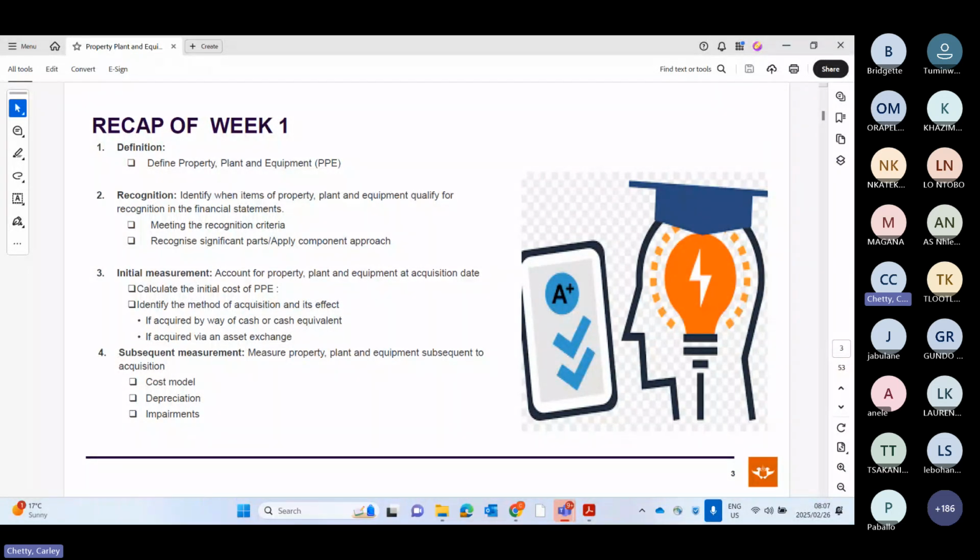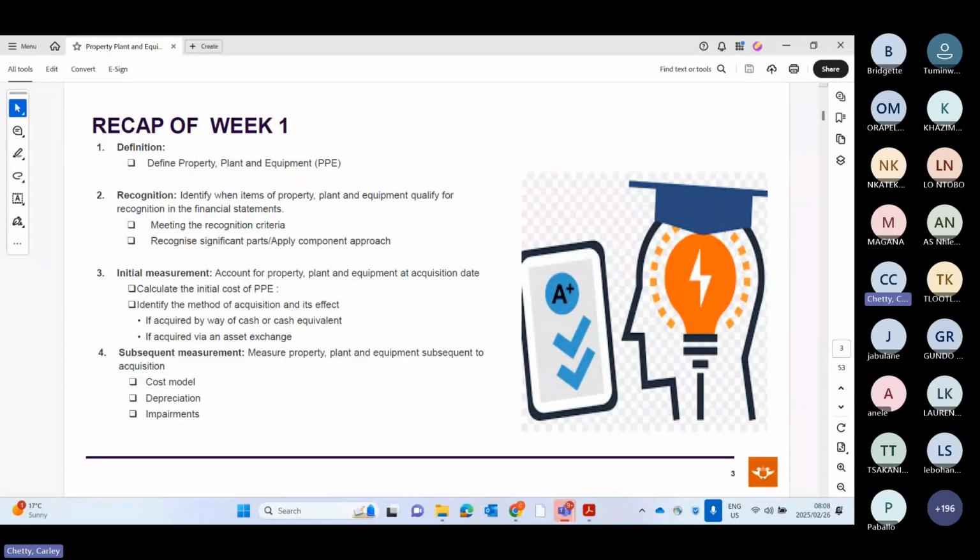You would have looked at initial measurements, how to account for property, plant, and equipment at acquisition date. So there you had to calculate the initial cost of PPE. Then you had to identify the method of acquisition. Was it acquired via cash or using cash equivalents? Maybe it was exchanged with another asset. Then subsequent measurement, which is also important.